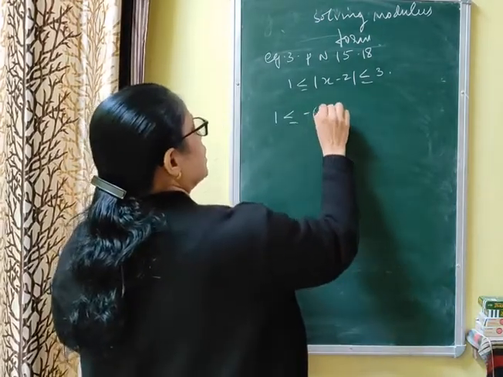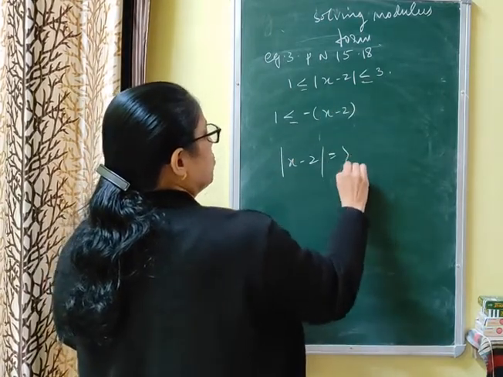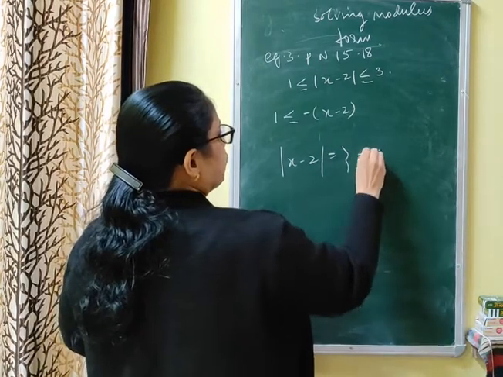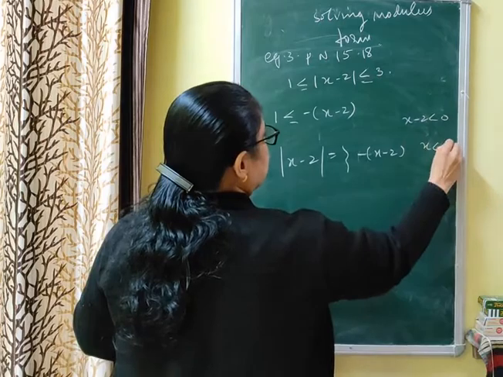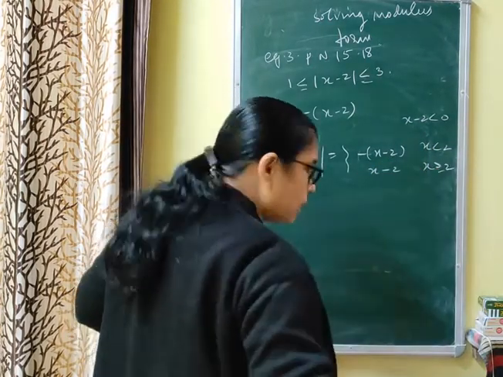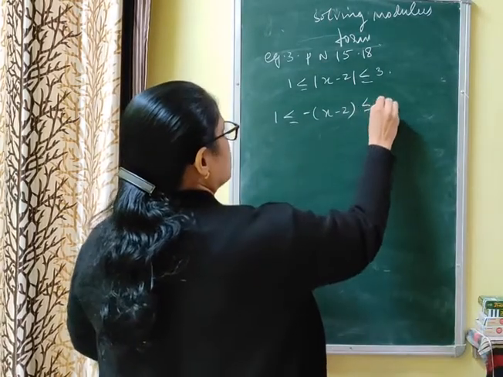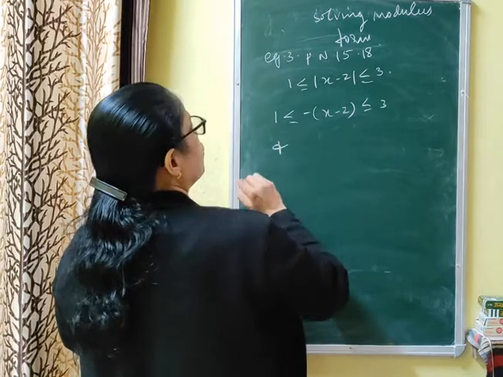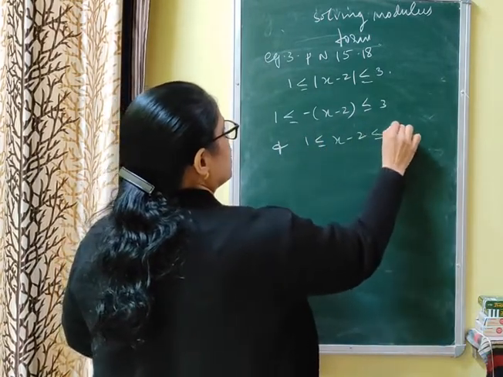First of all, let us take this minus sign, because mod x minus 2 is equal to minus x minus 2. I said x minus 2 less than 0 means x less than 2, and equal to x minus 2 if x greater than 2. Write this on the side somewhere, and you will never have confusion. Less than or equal to 3. This is the first case. Now we have to take positive sign, that is 1 less than or equal to x minus 2 less than or equal to 3.